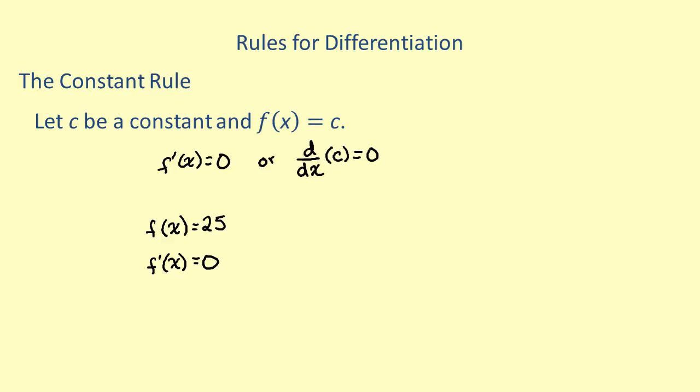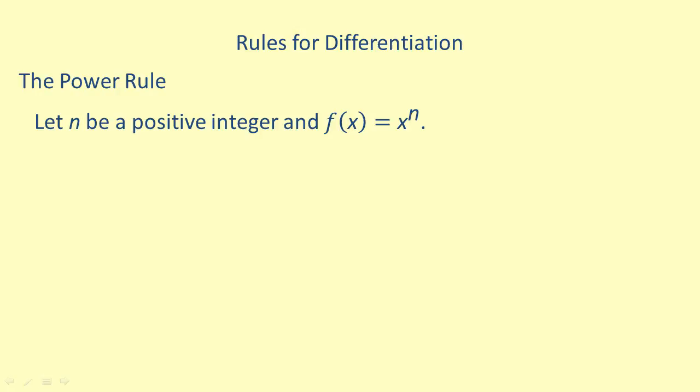Now let's look at another rule. If f of x is a monomial with a coefficient of 1, we can use the power rule to find the derivative of the function. f of x equals x to the n for any positive integer n. The derivative of the monomial can be written as f prime of x equals n times x raised to n minus 1. It can also be written as d over dx of x to the n equals n times x raised to n minus 1.